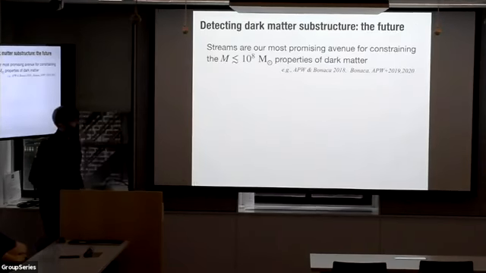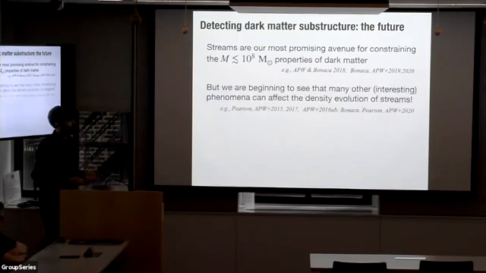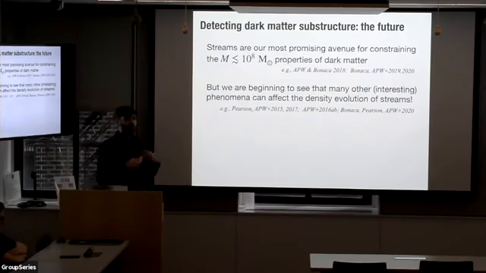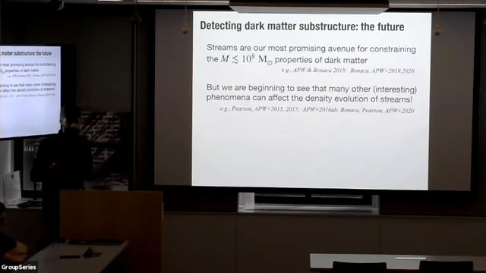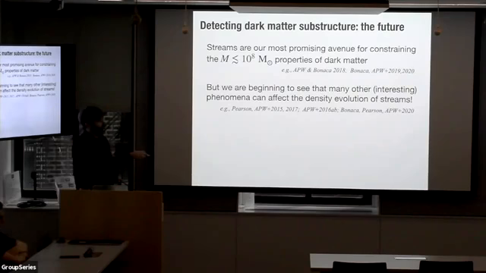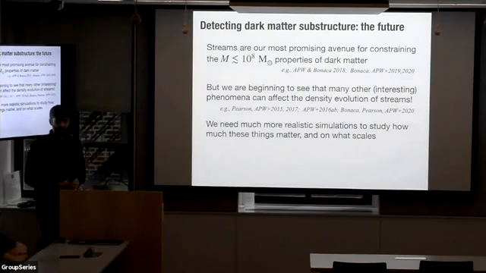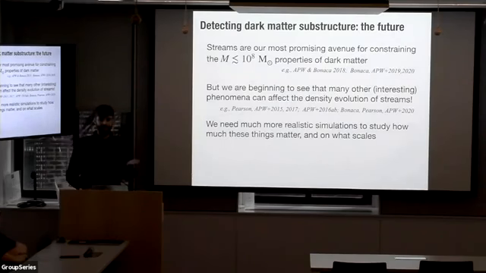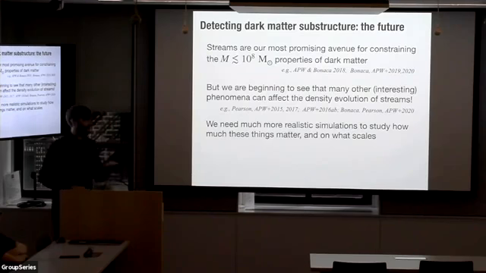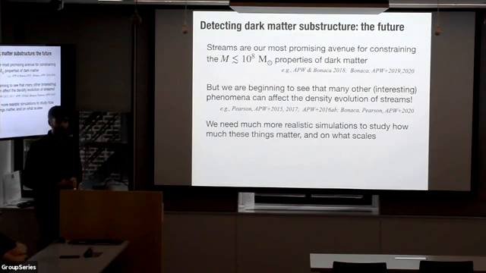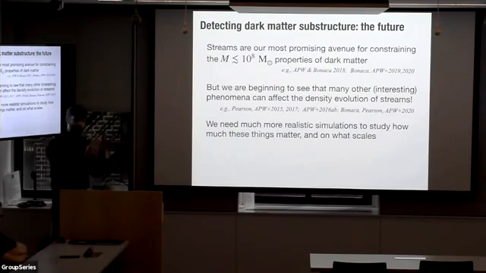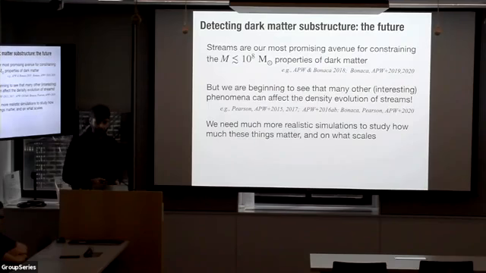So while streams are a very promising avenue for trying to constrain the low mass end of the dark matter subhalo population, we're beginning to see that there are many other complex processes in a real galaxy that can also imprint on the density evolution of these streams. So I think we need to do much more realistic simulations, beyond just inserting a rotating galactic bar model into a static, time-independent Milky Way, in order to really understand how much these things matter and on what scales, so that if we see density variations in a stream, we can uniquely map that back to constraints on dark matter.